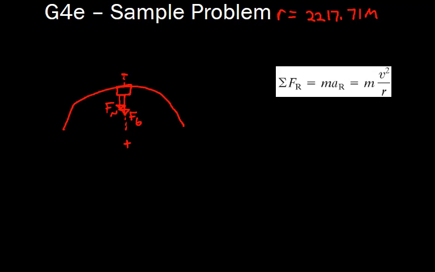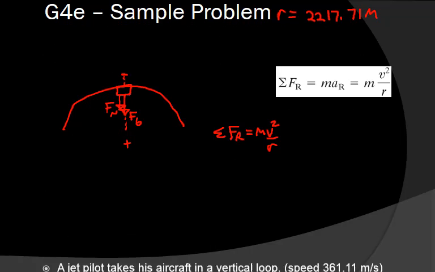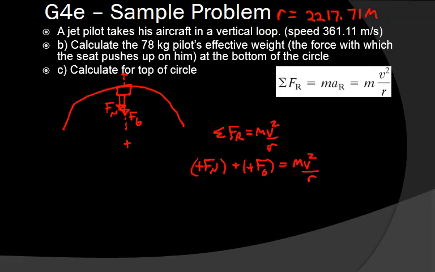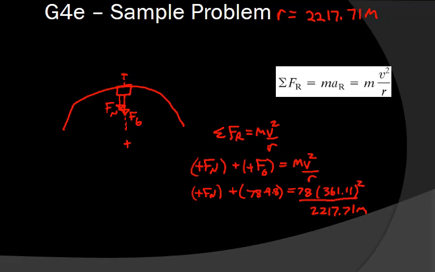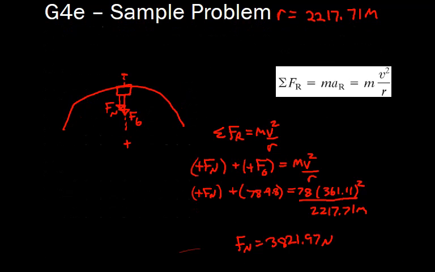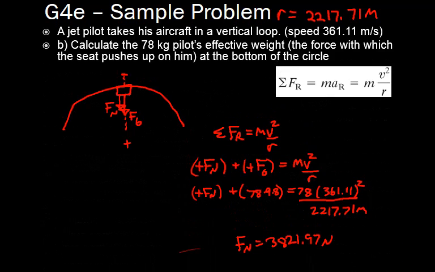All right, so at the top, we've got the force of gravity going down and the normal force going down. So hopefully, as you set up your sum of the forces, you have the positive normal force plus the positive force of gravity. Both are in the same direction, and because of that, the normal force doesn't have to be as much. The force of gravity acts with the normal force, and they're both providing the centripetal force for the loop. So we end up getting 3,821.97 newtons for the normal force. Not as much at the top, and that should make sense because both of those are pointing to the middle.